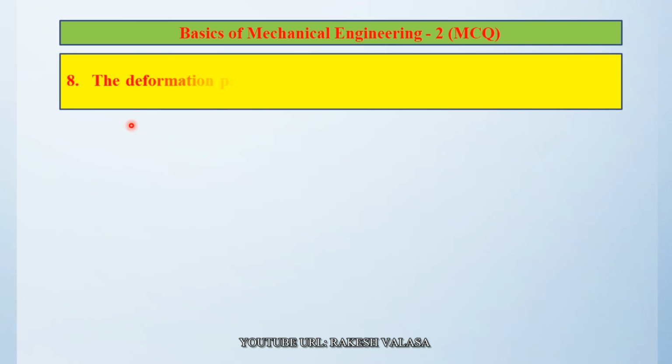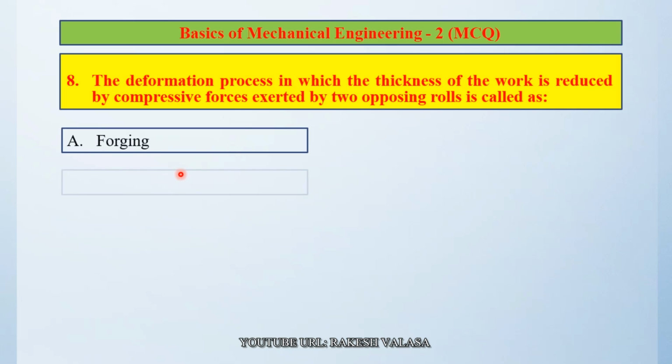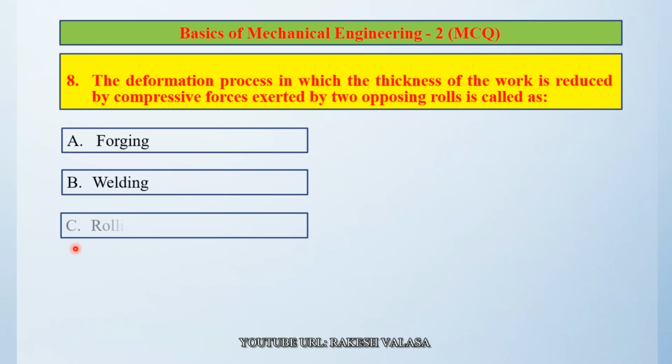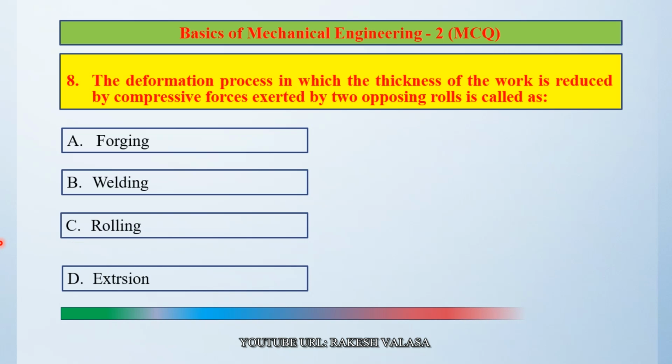Question number 8. The deformation process in which the thickness of the work is reduced by compressive forces exerted by two opposing rolls is called as option A, forging, option B, welding, option C, rolling, option D, extrusion. The correct answer is option C, rolling.